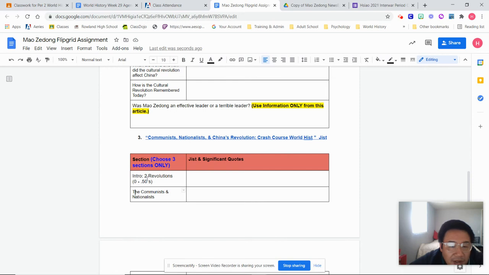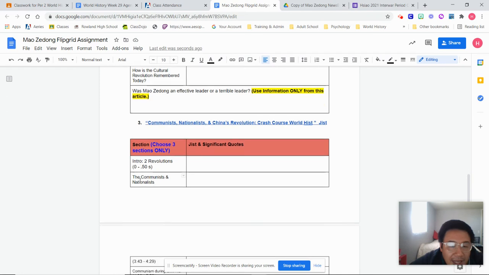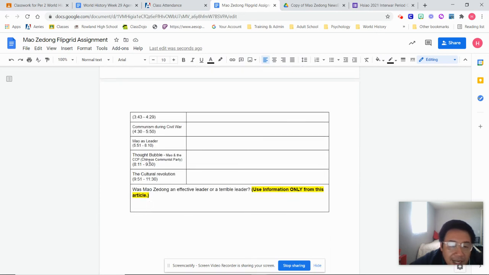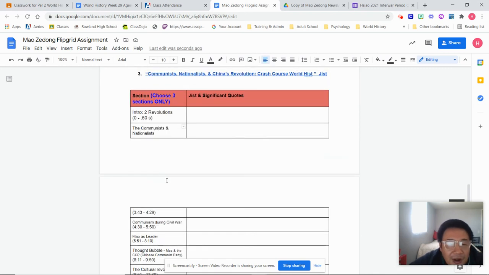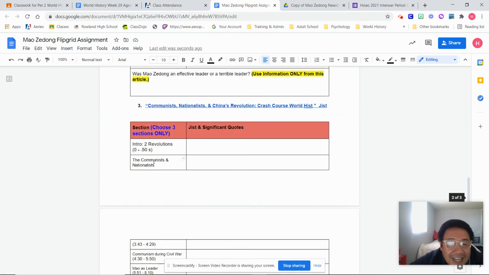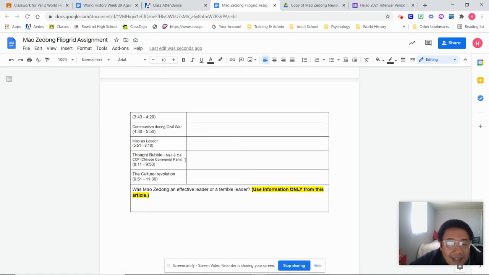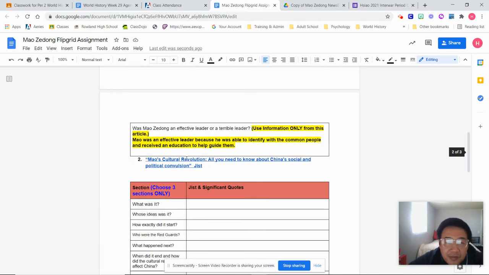This first part of the introduction tells you a little bit about the two revolutions and what happened. There's more information, and these are all broken up by times, so look at the times. The thought bubble was a little bit sad, but John Green will tell you more about it. But the Cultural Revolution came next. Yeah, it kind of sucked too. So when we talk about all of these things, think about what that says about Mao's effectiveness as a leader. Okay. All right.